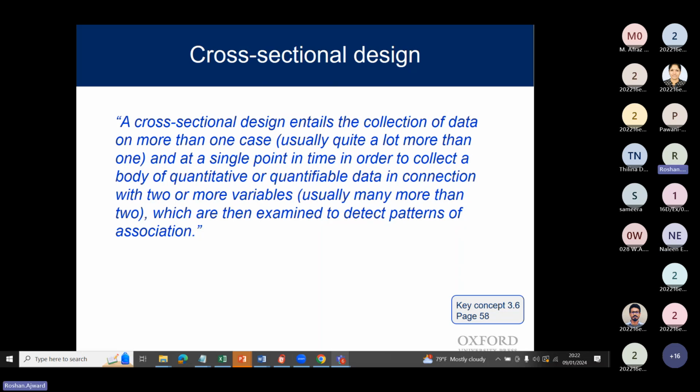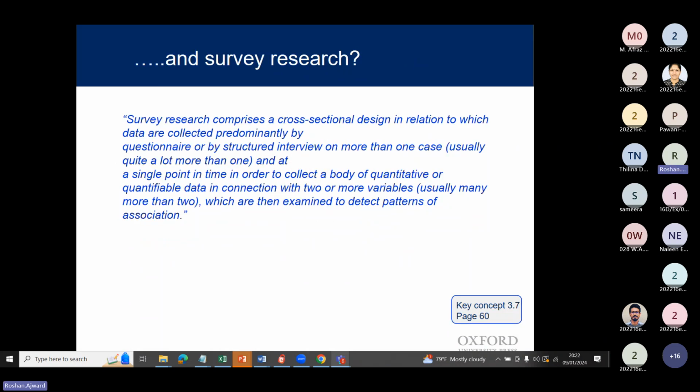We call that kind of research cross-sectional. Why? You get several responses at one point of time. Cross-sectional means at one point of time, you get the data. Survey research like this, meaning questionnaire-based research, is usually cross-sectional. You give a questionnaire and you get data at one point of time.